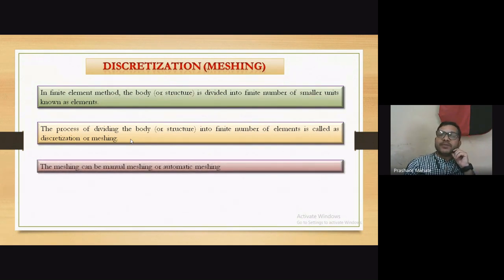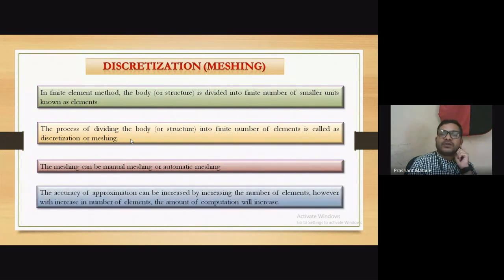The meshing can be manual meshing or automatic meshing. You are going to learn manual, automatic and more during our practical session, because individually each of you has to go for meshing. The accuracy of approximation can be increased by increasing the number of elements, as I said. However, with an increasing number of elements, the amount of computation will increase.